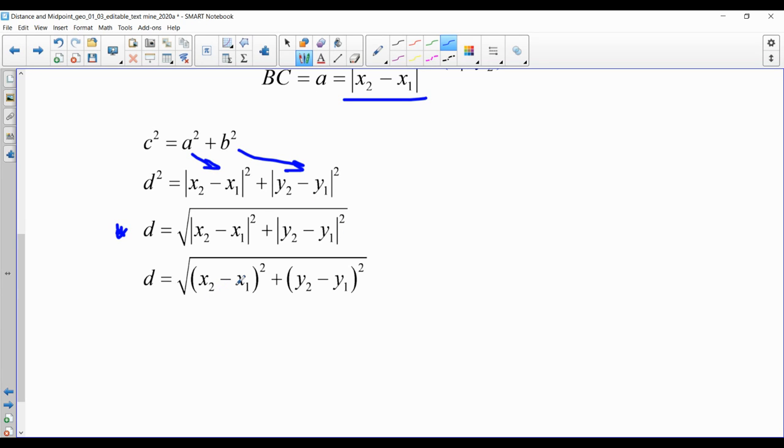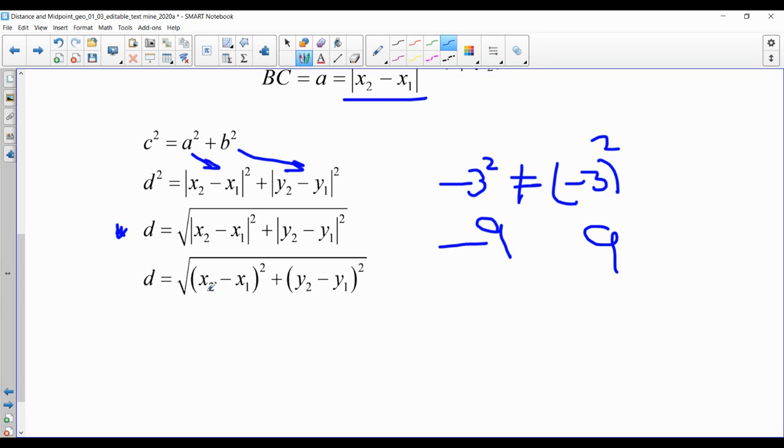But look down here. I don't need the absolute value symbols in here. Why don't I need them? Because when I square any number, it becomes positive anyway. So it doesn't matter how I subtract here. As soon as I square it, I get a positive number, right? And be very, very, very careful. Negative 3 squared is not the same as negative 3 squared. This would be negative 9. This would be positive 9. So take the number in here and square it. I get a positive number.